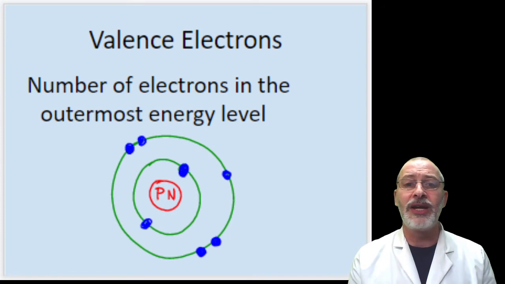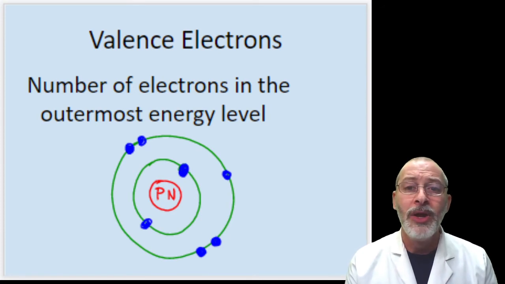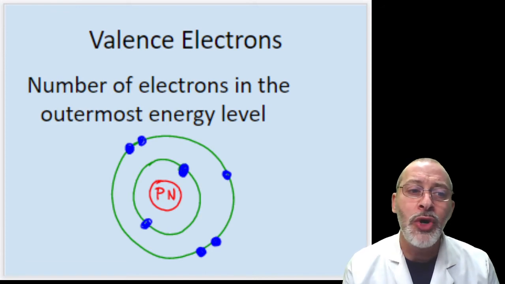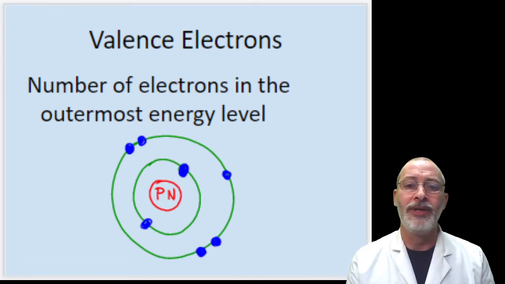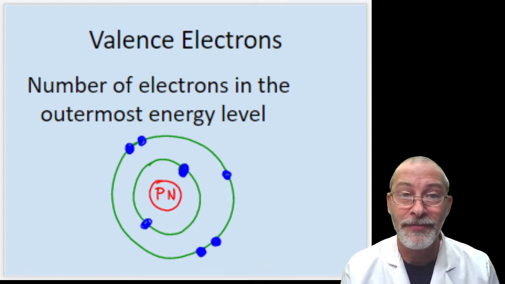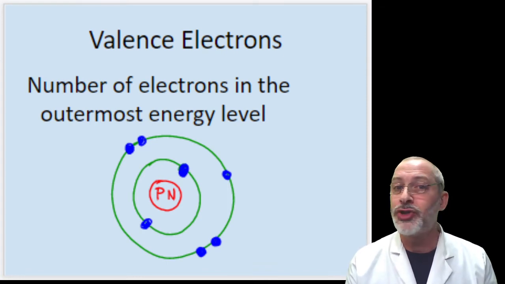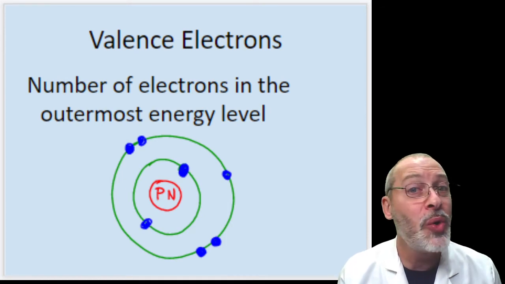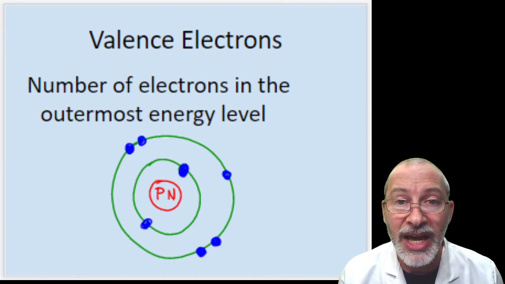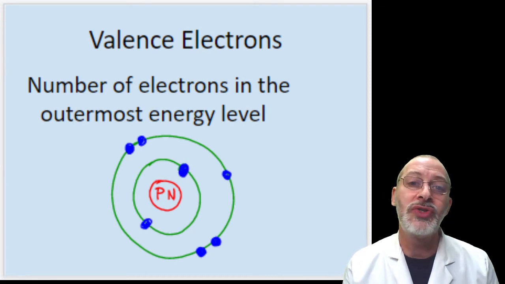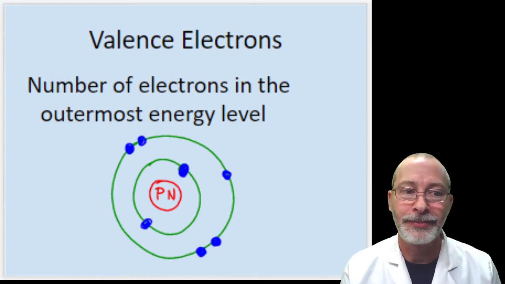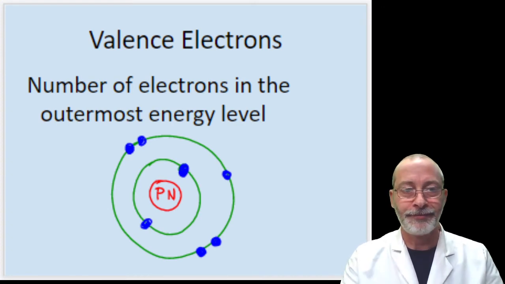But valence electrons, by way of review, are the number of electrons in the outermost energy level. Now, I emphasize those words for good reason. The valence electrons are not the total number of electrons, only the number of electrons in the outermost energy level that has any electrons in it. So let's look at this picture.